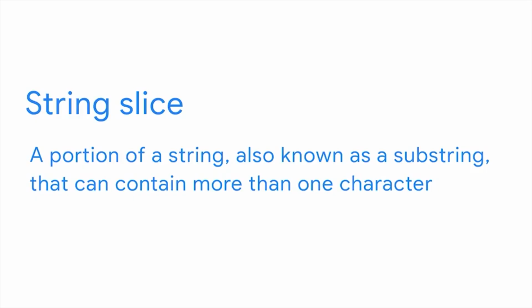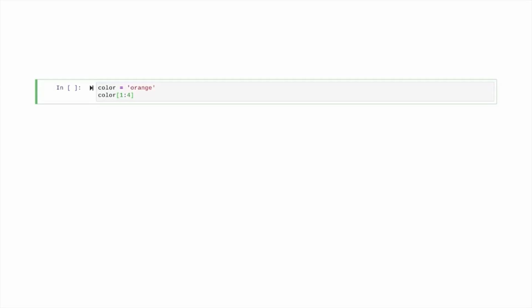Now that we've gone over the fundamentals of indexing, let's do some slicing. A string slice is a portion of a string. It's also known as a substring. String slices can contain more than one character. Here's an example of how we slice a string of the word orange.